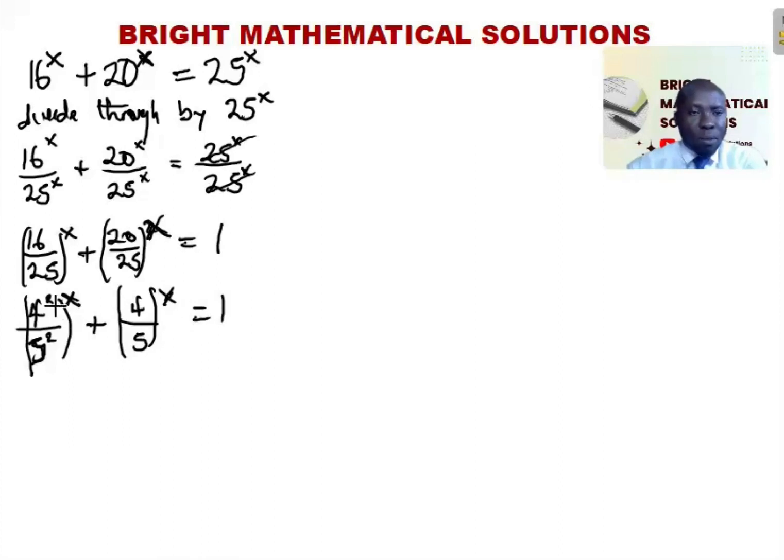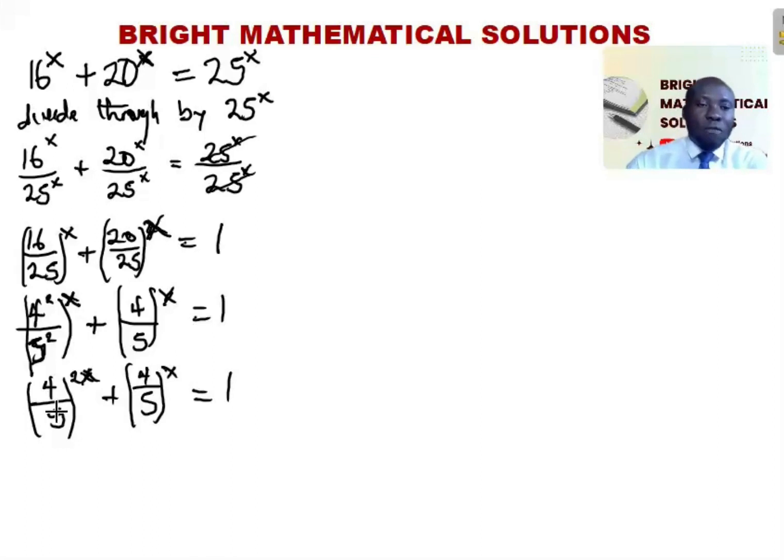Now the power here is the same, so I can factor it out such that we have 4 over 5 raised to the power 2x plus 4 over 5 raised to x equals 1. Now we have 4 over 5 to the x here, and 4 over 5 to the 2x.